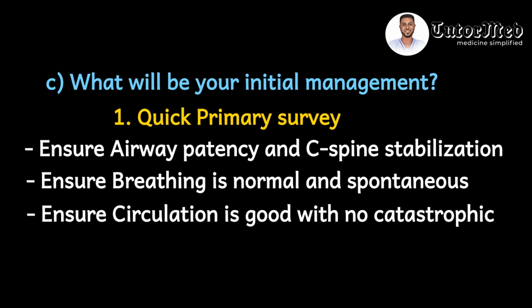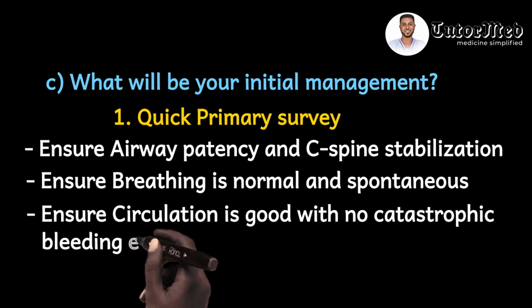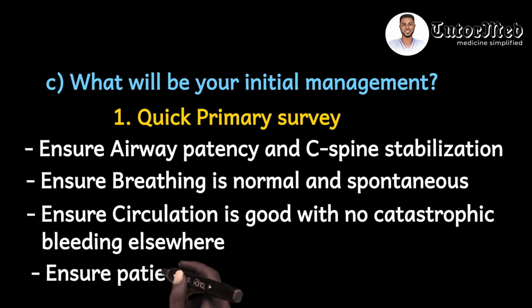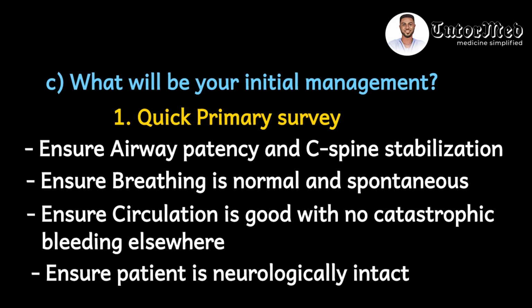And then we want to make sure that there are no catastrophic bleeding sites. Then D stands for disability and then neurological status. So the neurological status, you want to check his GCS. You want to make sure that his pupils are reactive to light. The location should be central. And then he has a normal RBS. E for environment and exposure, but we won't go through that.